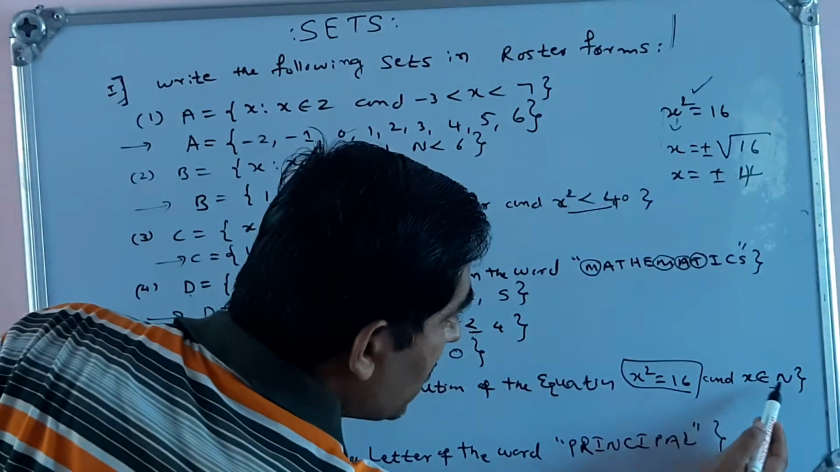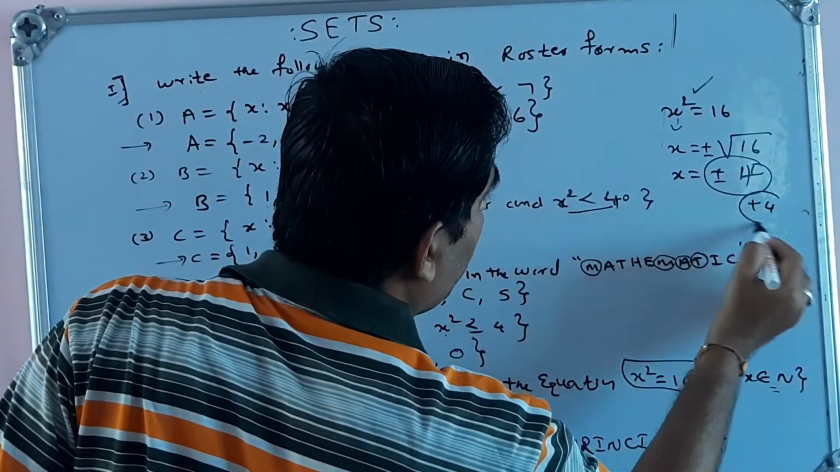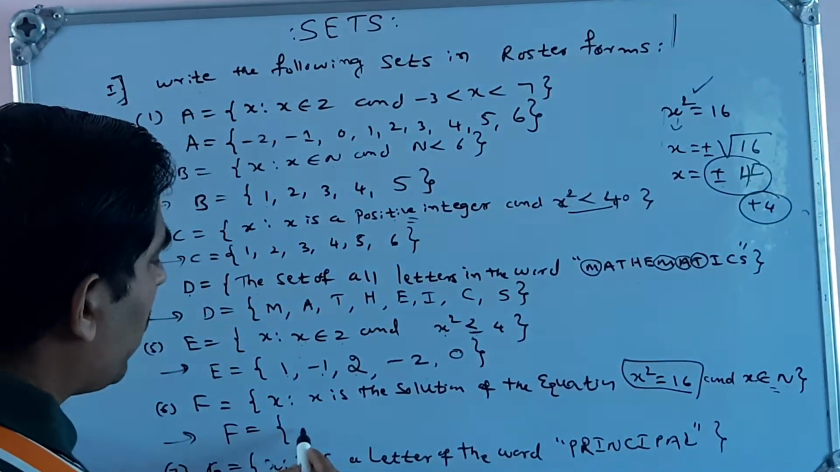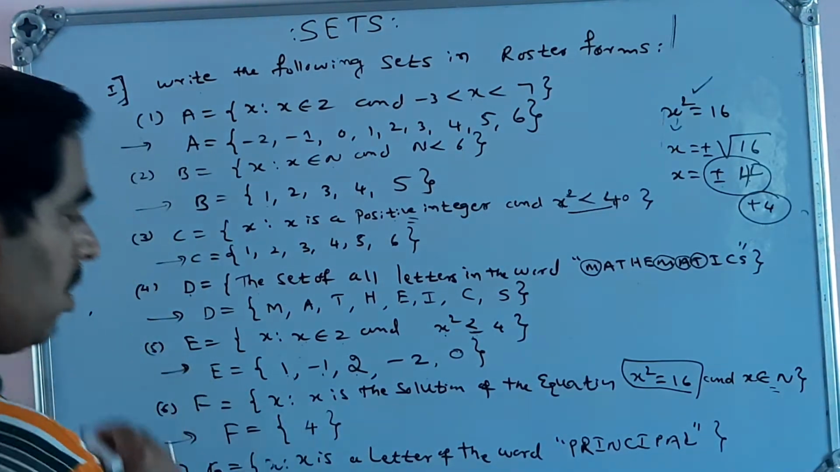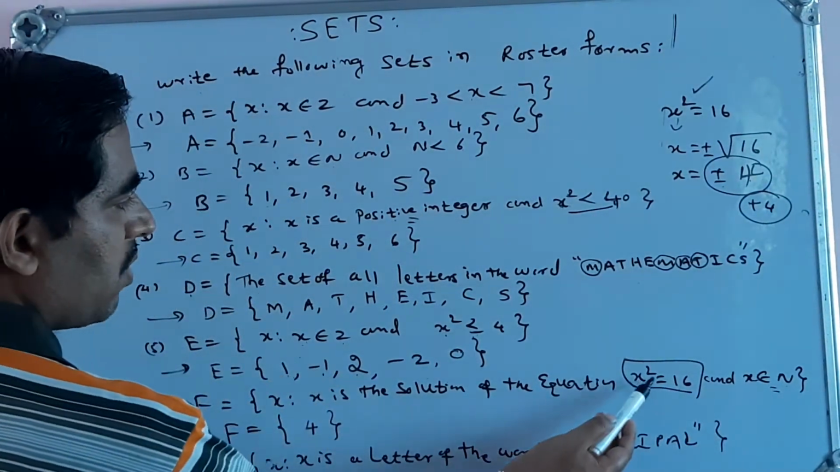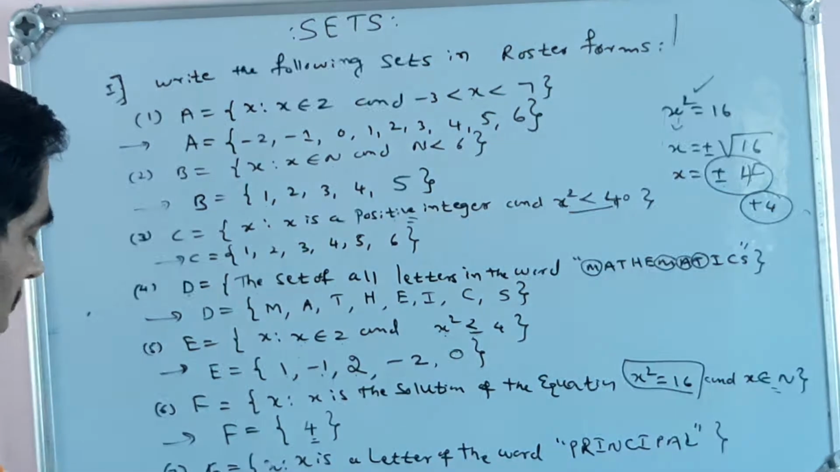See here, x is a natural number. So out of these two values, we have to select only 4. Minus 4 is a negative integer, so that is not a natural number. So what I have to write here is, that is 4 only. Plus 4 is the solution. It is a natural number which satisfies this equation x square is equal to 16. So it contains only a single element.